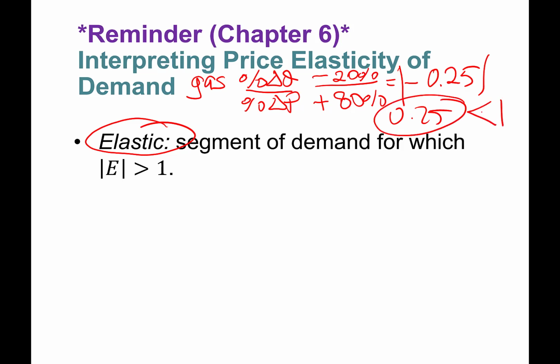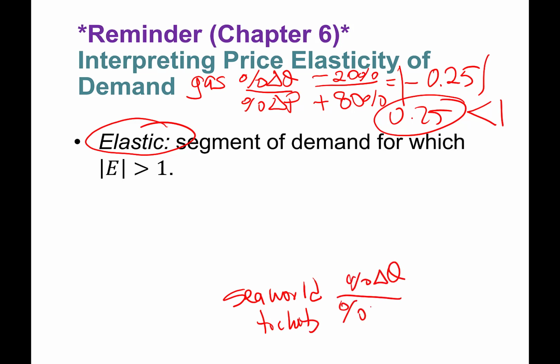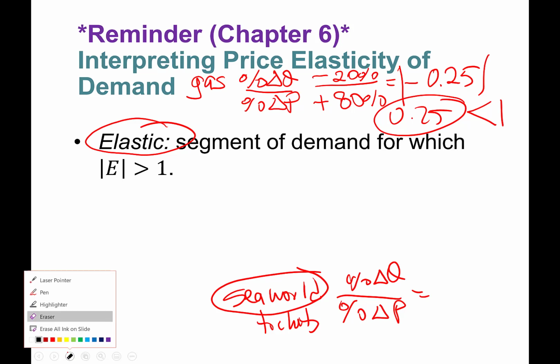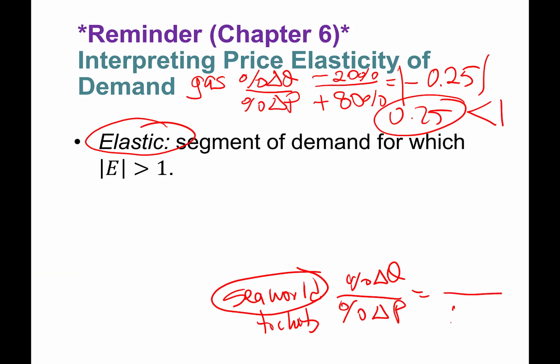Let me give you a different example. For instance, SeaWorld tickets, percent change in quantity, percent change in price. SeaWorld is an amusement park and water park, right? Let's say in this example they increase their prices by 80%. Guess what? I am dropping my consumption by 90%. So out of 10 times we used to go over a year as a family, now we're going to go one time. We're canceling 9 trips.